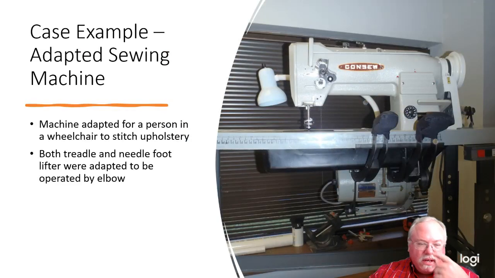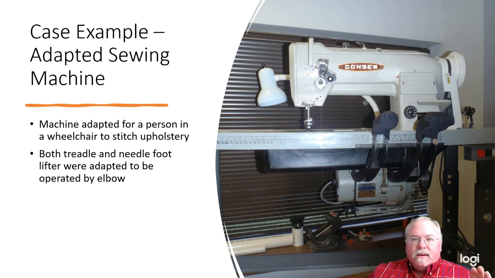So some case examples of what we've done in the past. And so the first thing I wanted to show you is an adapted sewing machine. So I was working with a gentleman who had C6, C7 quadriplegia from a motor vehicle accident. That's where his spinal cord was damaged about the cervical vertebrae 6 or cervical vertebrae 7. So it means that he had the ability to move his head, he could move his shoulders, and had some movement of his arms, but he didn't have fine finger control.